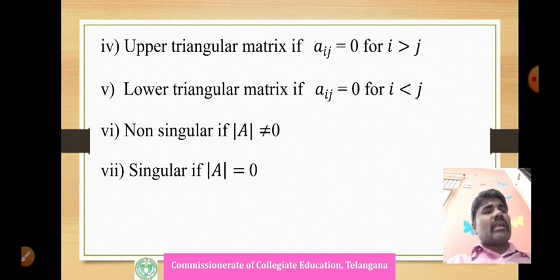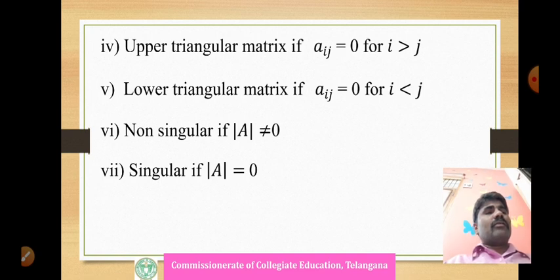Or otherwise, in another form, the element aij will be 0 for i greater than j. That means A21 is 0, A31 is 0 since 3 is greater than 1, A32 is 0 since 3 is greater than 2, A41 is 0 since 4 is greater than 1, A42 is 0 since 4 is greater than 2, A43 is 0 since 4 is greater than 3, like that.